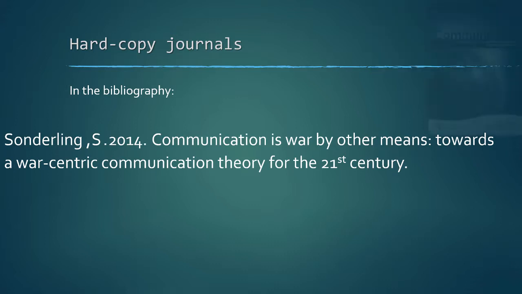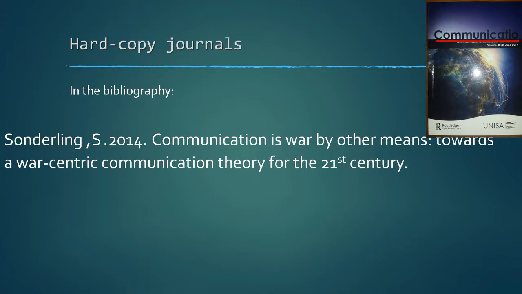Hereafter follows the title of the journal. Note that only the main title, not the subtitle, is included, and it is italicized. Without any further punctuation follows the volume number of the journal, and directly thereafter the issue number in brackets, followed by a colon, and then the page numbers between which the specific article can be found, with a full stop at the end. And that is how we reference a hard copy journal.